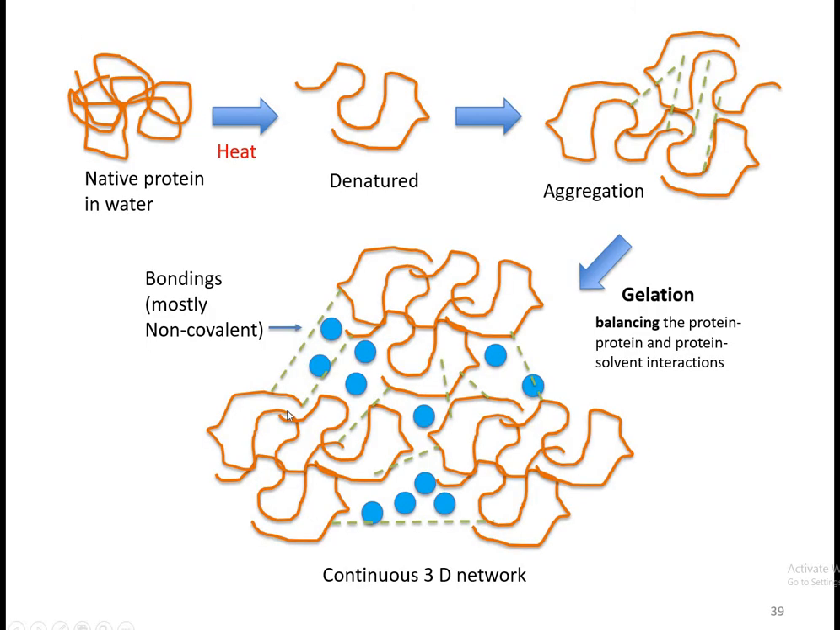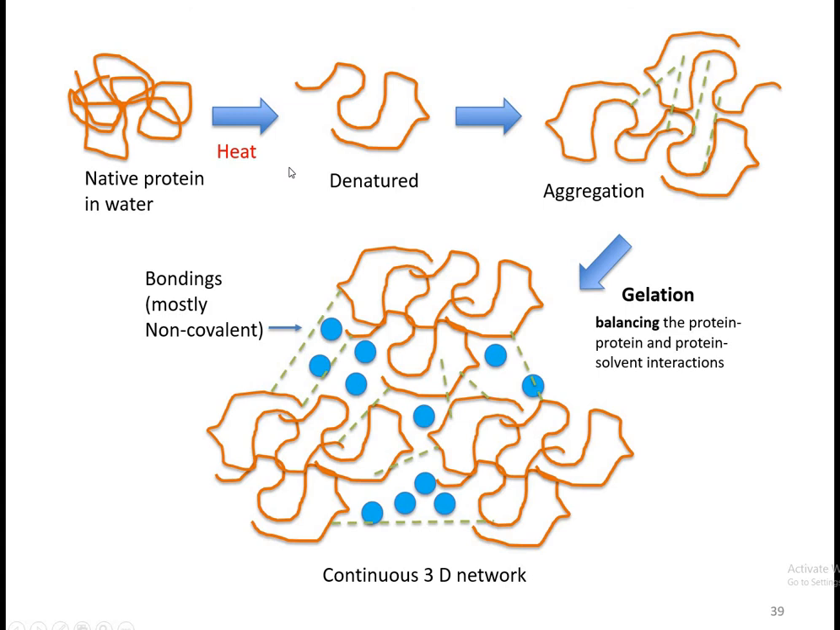This is the schematic illustrating how a gel is formed. Not all gels form this way. This is for heat-irreversible gel formation. We call this, say, a globular protein gel, say egg white or soya protein. First we start with a native protein in water. You dissolve it or suspend it in water, and then you apply heat.